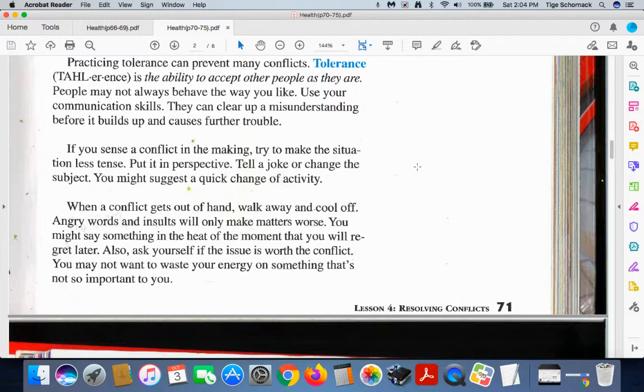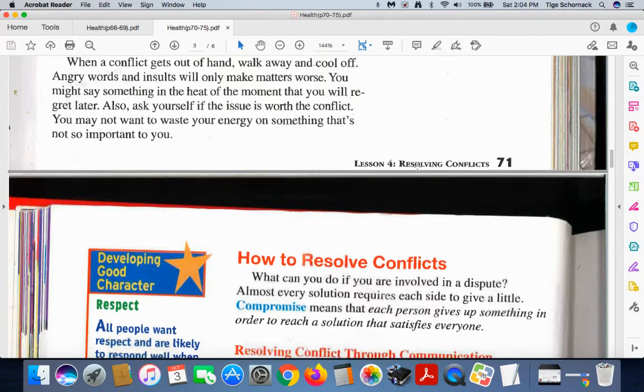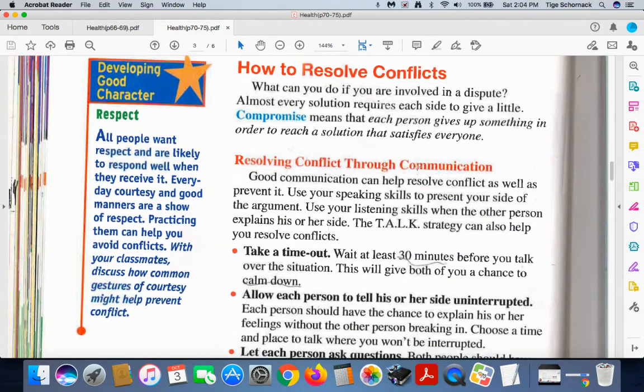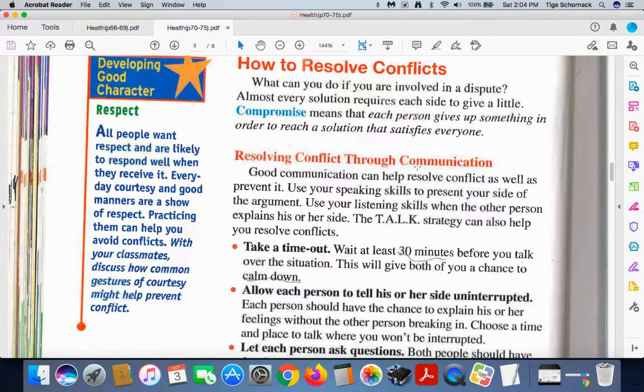Also, ask yourself if the issue is worth the conflict. You may not want to waste your energy on something that's not important to you. How to resolve conflicts. What can you do if you're involved in a dispute? Almost every situation requires each side to give a little. Compromise means that each person gives up something in order to reach a solution that satisfies everyone. That's what we call a win-win situation.